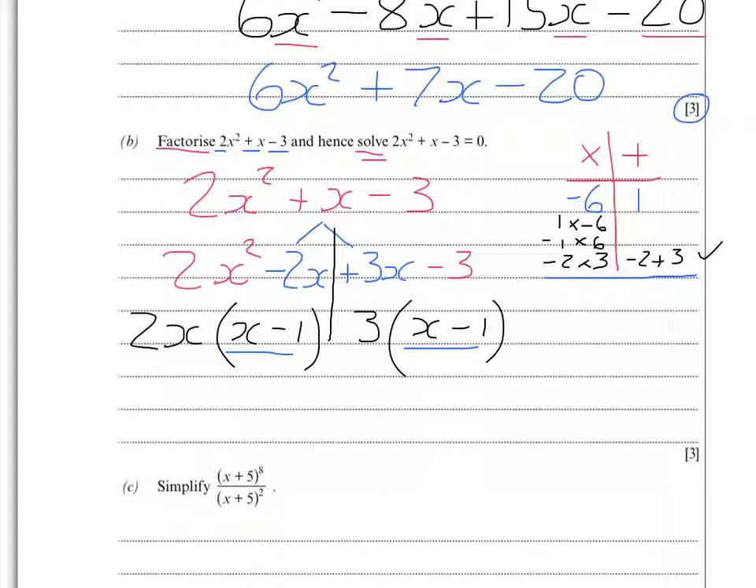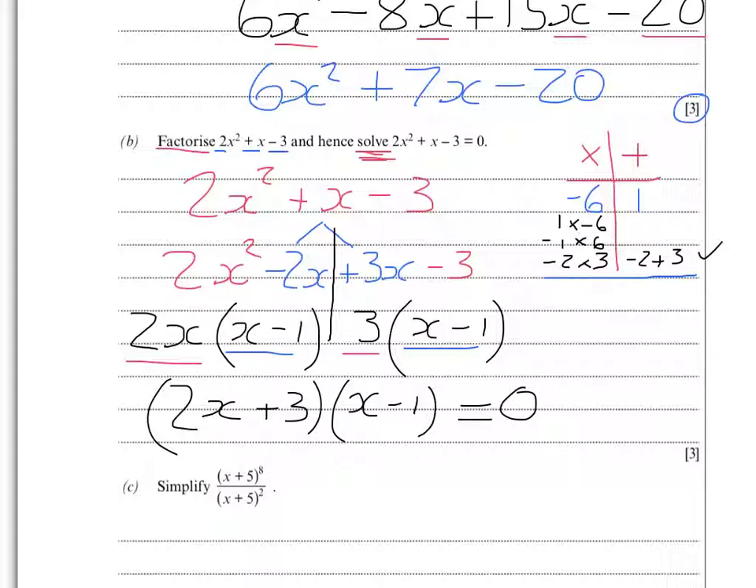So my final answer, my factorised version of 2x squared plus x minus 3, comes from the two numbers at the front of my brackets, which are 2x plus 3. And then my second bracket is the one that's underlined in blue, the one that's common to both, x minus 1. Now, remembering that I need to solve, that part was important, I've got to make that equal to 0. So I'm looking to make each bracket equal to 0. That means 2x plus 3 equals 0 and x minus 1 equals 0. So I've got two solutions.